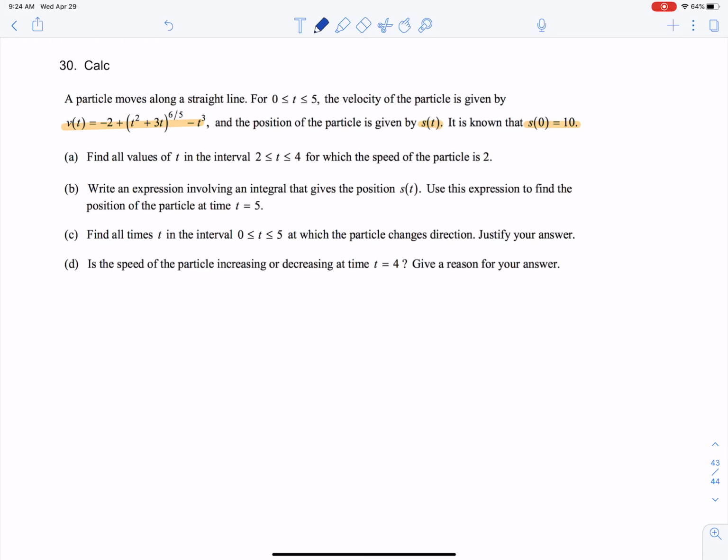So find all the values of t on the interval from 2 to 4, for which the speed of the particle is 2. So quick note, speed. Speed is the absolute value of the velocity, and here's why. When we talk about velocity, velocity gives us a number and a direction. So for example, if I told you the speed is 7 miles per hour, right? That doesn't tell you whether it's moving right or left.